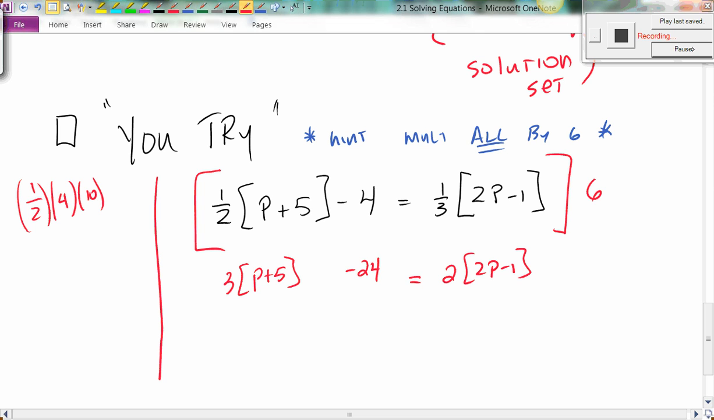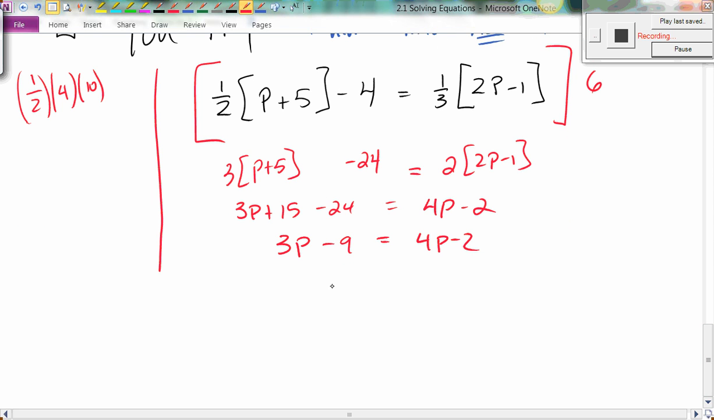All right, so here we go. Continue on here. So this is 3p plus 15 minus 24 is equal to 4p minus 2. So 3p minus 9 is 4p minus 2. Therefore, I'm going to have p equal to negative 7 once I finish that whole thing up. So that's the answer that we should have gotten there, okay?